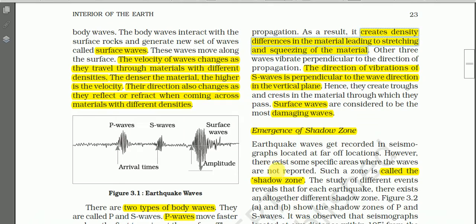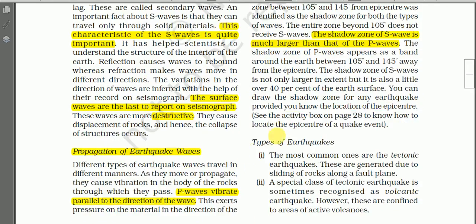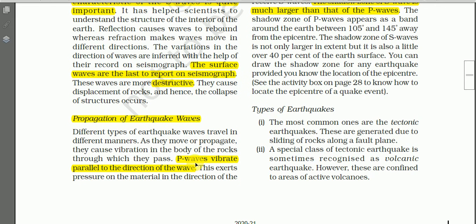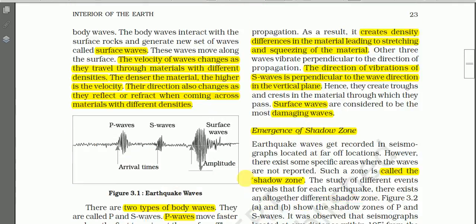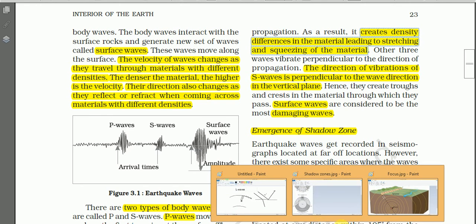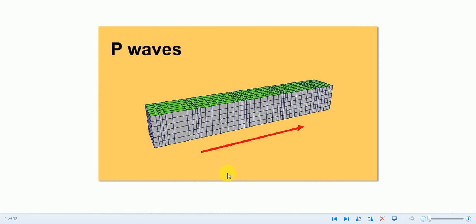So it is mentioned here. These P waves vibrate parallel to the direction of waves, and this exerts pressure on the material in the direction of propagation, and as a result P waves create density differences in the material, leading to stretching and squeezing of the material. Here squeezing, then after that stretching, squeezing.